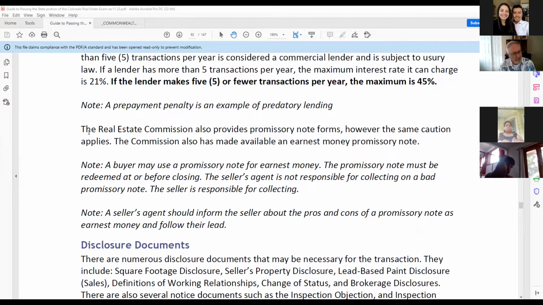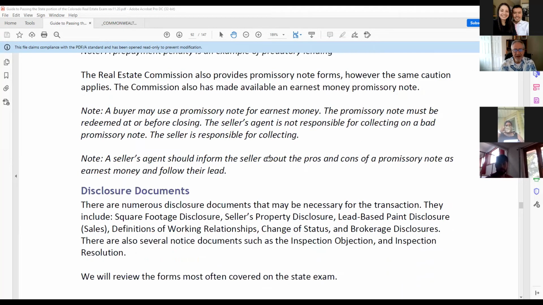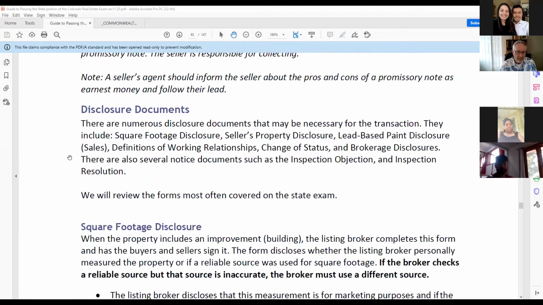Therefore, seller's agent should inform the seller about the pros and cons of a promissory note as earnest money. Follow their lead. That's the coaching part. Seller's agent should inform them, and follow their lead. Transaction broker should also inform the seller, but then follow their lead. That would be inappropriate for a referee, wouldn't it? Just bringing up some examples here for you.